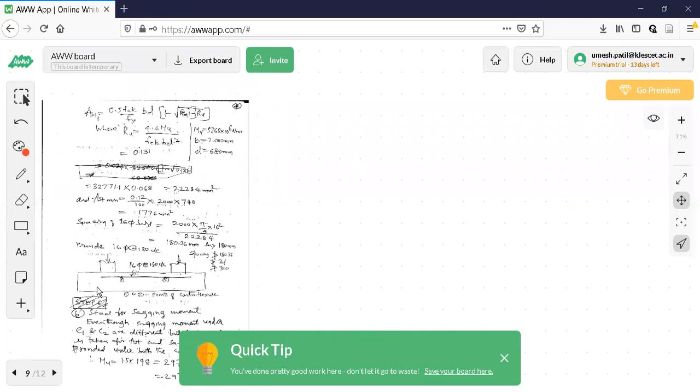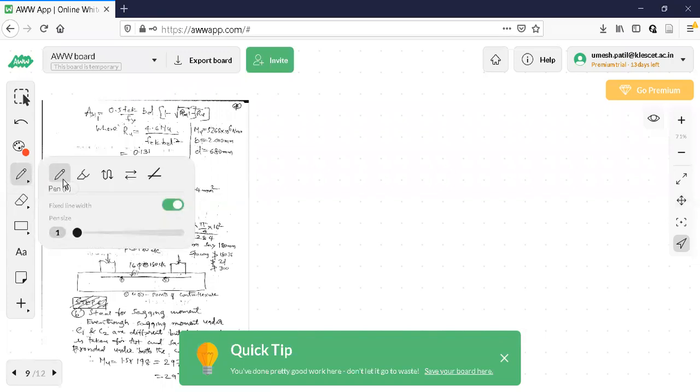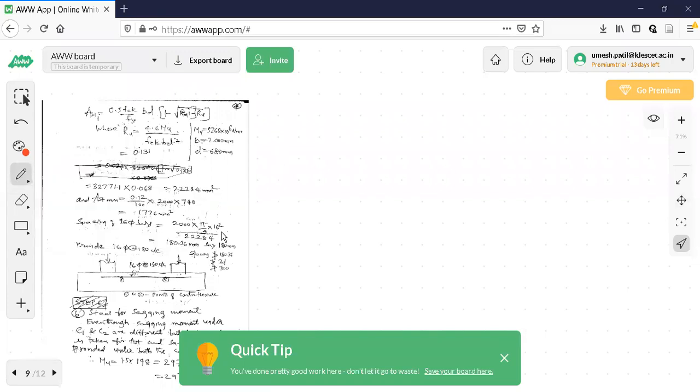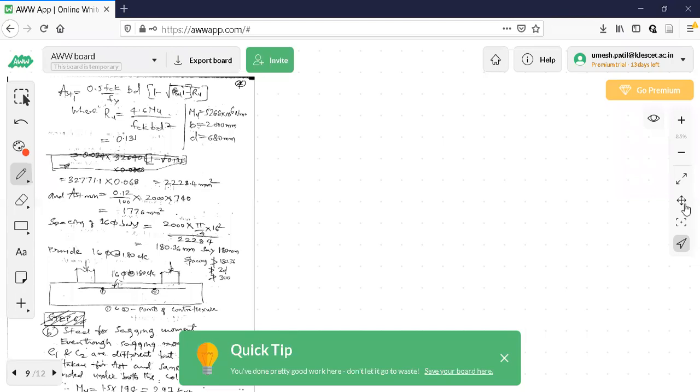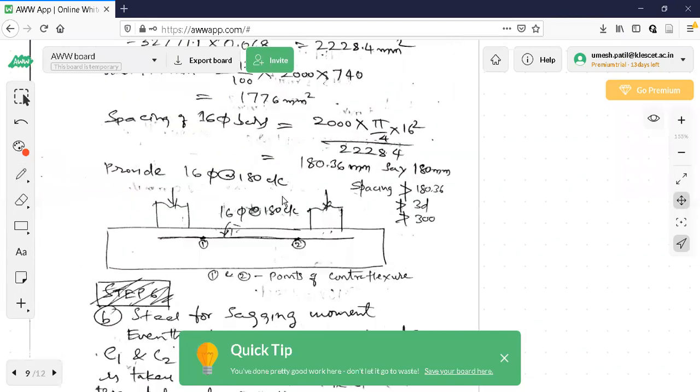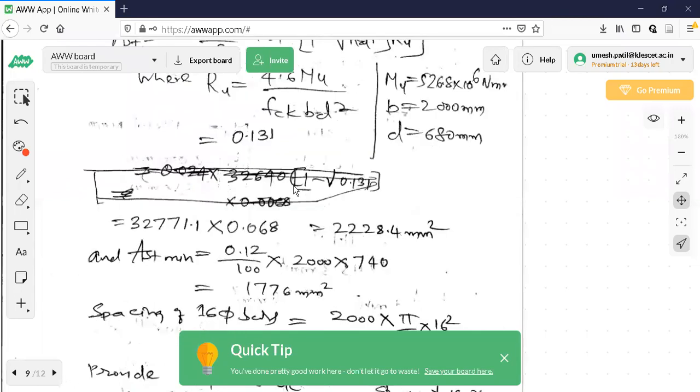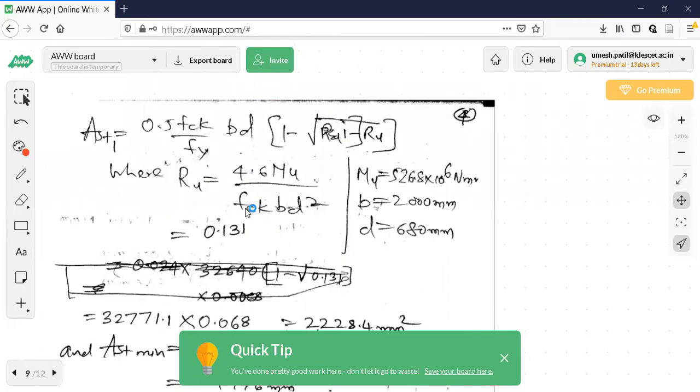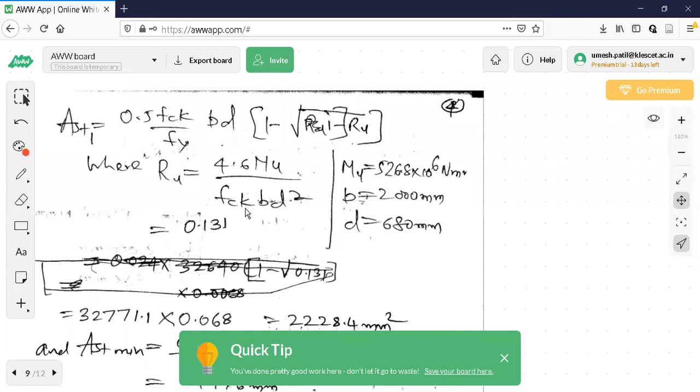Okay, just observe this. What I have done here, I'll draw the figure here only. Are you able to see this one? Can you see this? Yes, sir. So AST1, I'll tell you what is AST1 and AST2.